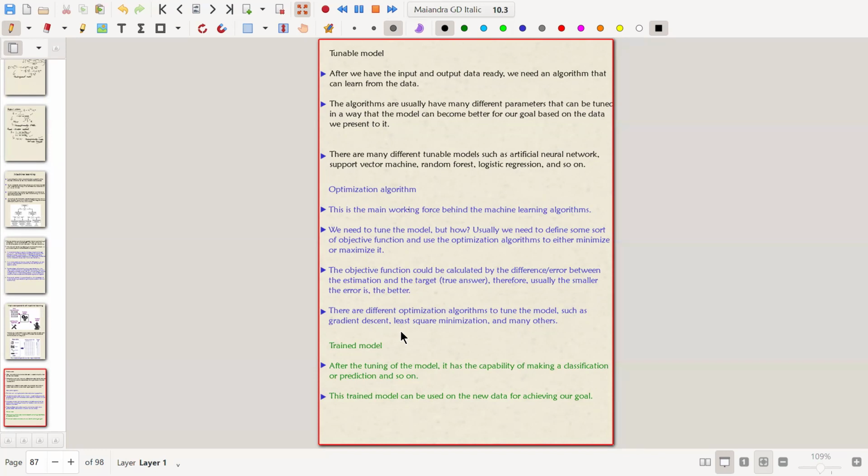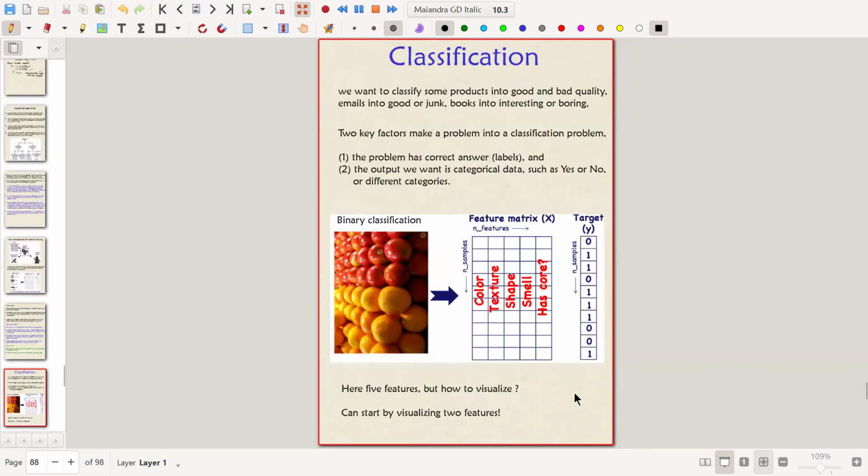So, the trained model. After you tune the model, now your model is ready. That means it is in a state of classifying. It is in a state to do regression also, to predict. So this trained model can now be used on new data for achieving your goal, depending on the problem you have. Again, we'll just cover classification a bit. So we want to classify some products into bad quality, like emails into good or junk mails, books into interesting or boring.